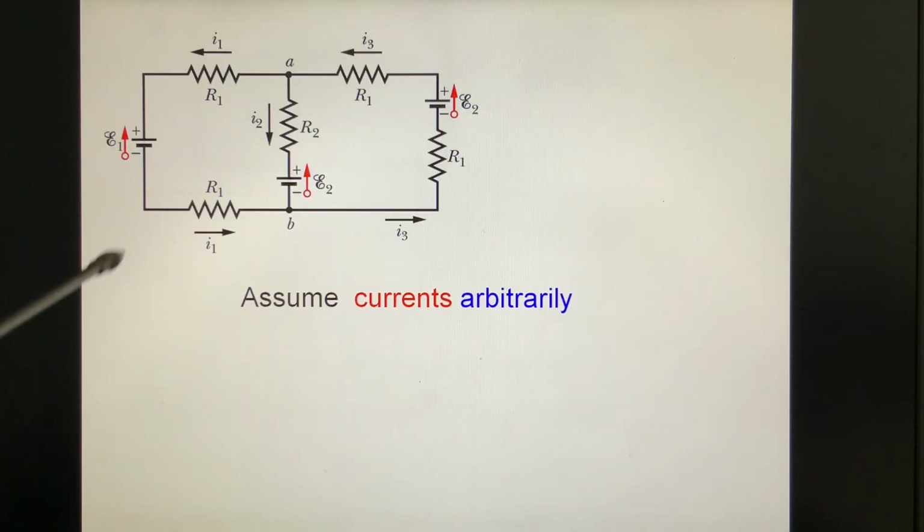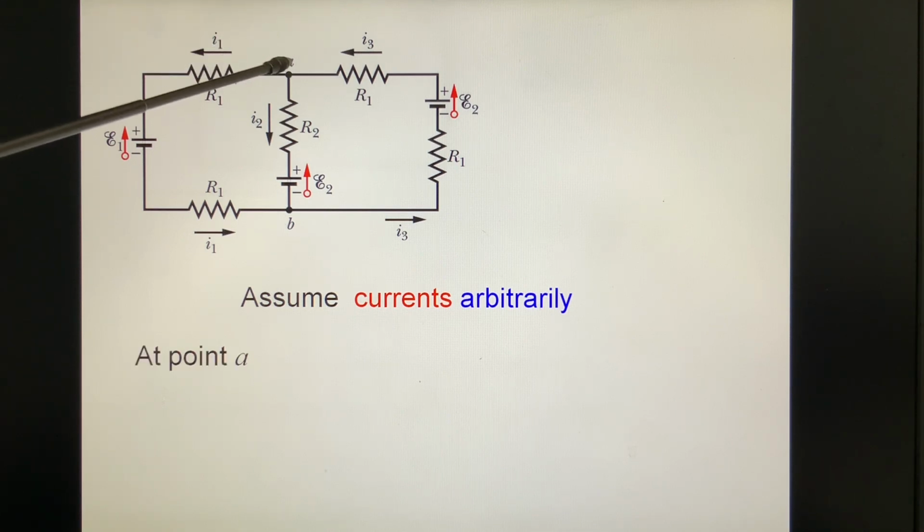First, we assume the current arbitrarily. Okay. This is I1, this is I3, and in between is I2. Then we study from this one. How many loops do we have? 3. 1, 2, and big 3. Okay.